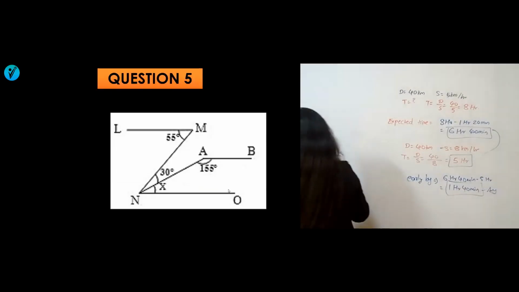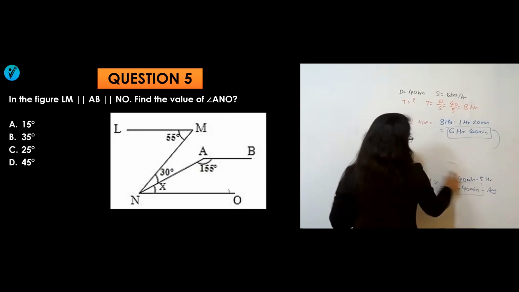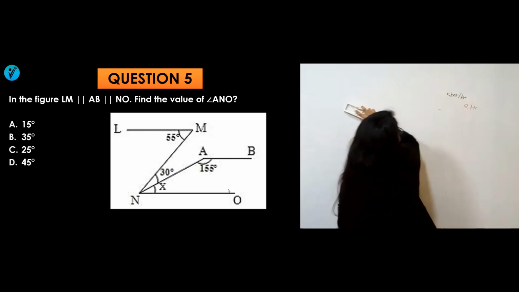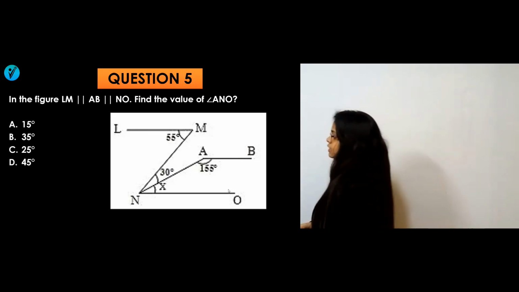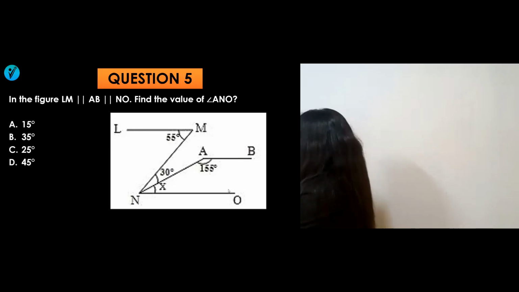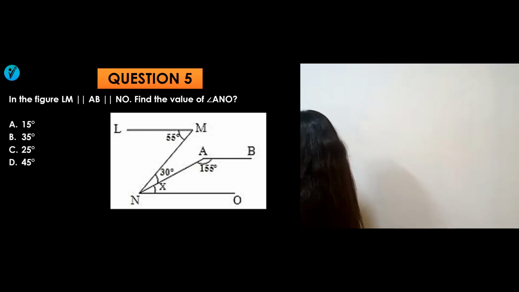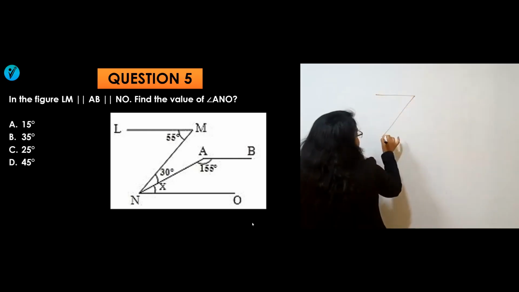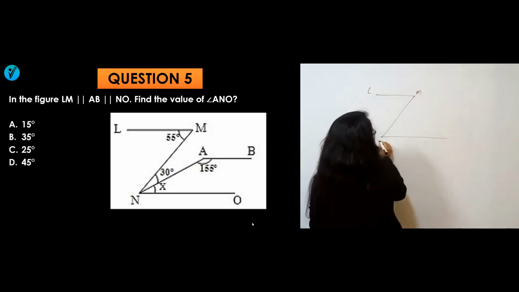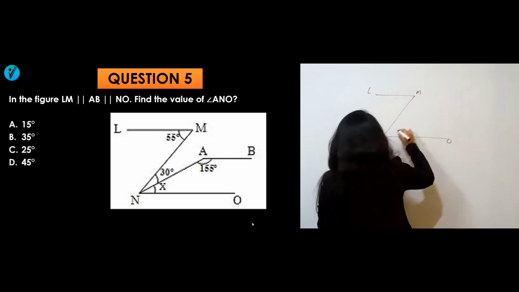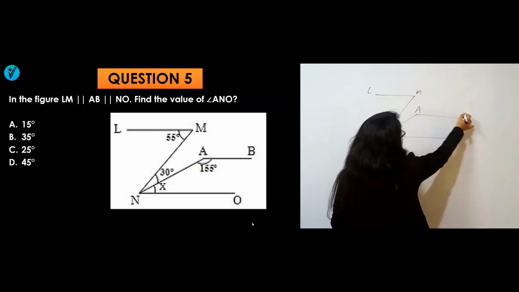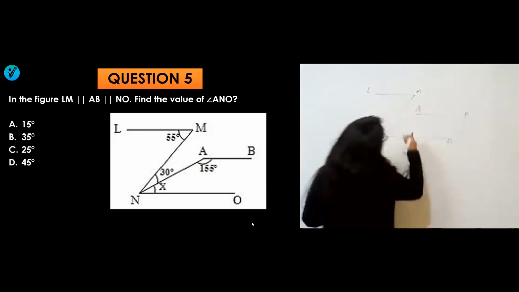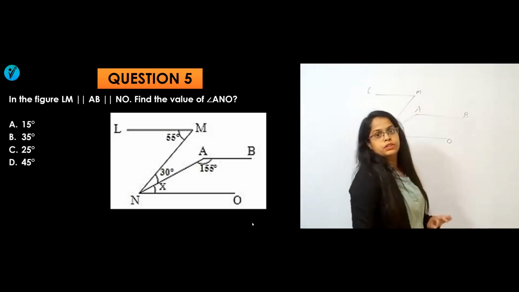Question number 5 is here on the screen. There is a diagram for this one. Let's try to solve. What are they saying in this one? In the figure, let me draw the figure first. Yes, this is your LM and O. Then this is one line, this is one more line, which is the AB. And they are saying that LM is parallel to AB, AB is parallel to NO. Means these all three lines are parallel to each other.